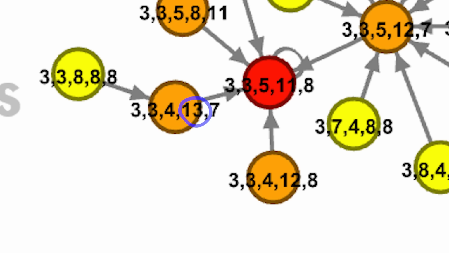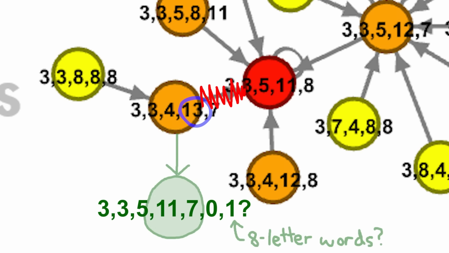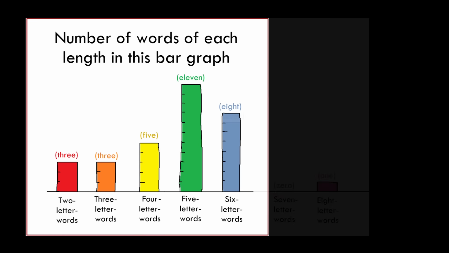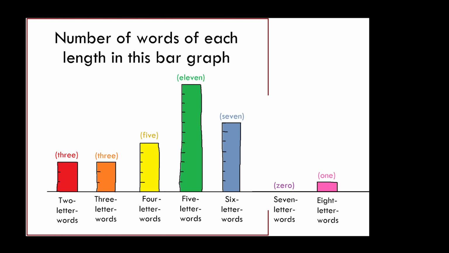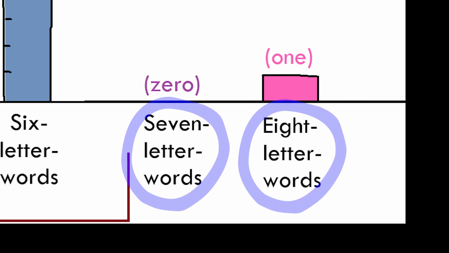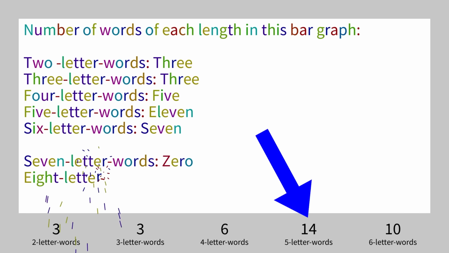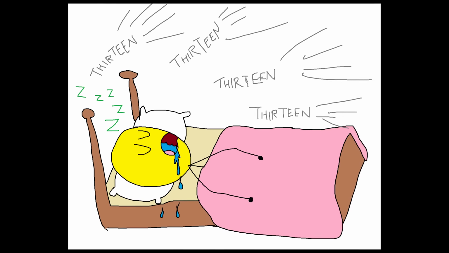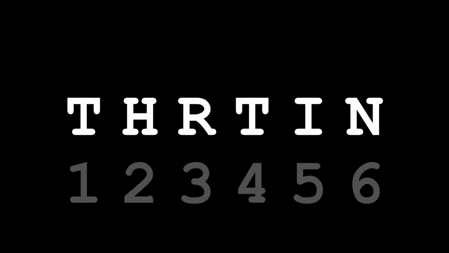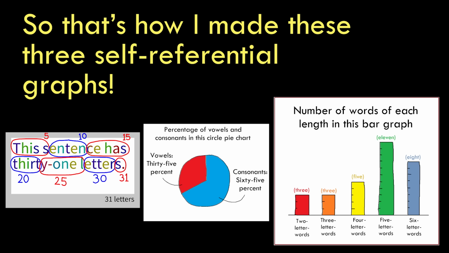So to make this more mathematically correct, I was thinking of adding an edge case here, where 2 more bars could be added for 7 and 8 letter words or something, but then that would also add 6 more words to the labels at the bottom, and then 6 more words would mean the counts would also increase by 6, causing a runaway explosion of words which I just don't have time for. So in this simulation, 13 is considered a 6-letter word, 13. So that's how I made these 3 self-referential graphs.